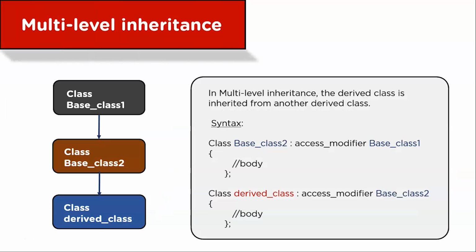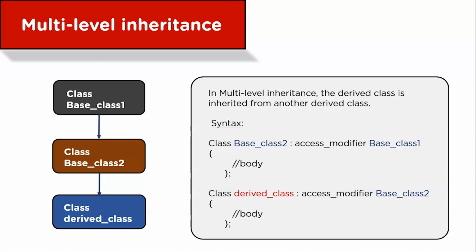Now coming to multi-level inheritance. In this type of inheritance, the derived class is inherited from another derived class. That means when a class extends a class that further extends another class, it is known as multi-level inheritance. For example, if there are three classes A, B, C, and class C is inherited from class B and class B is inherited from class A, then it can be called multi-level inheritance.